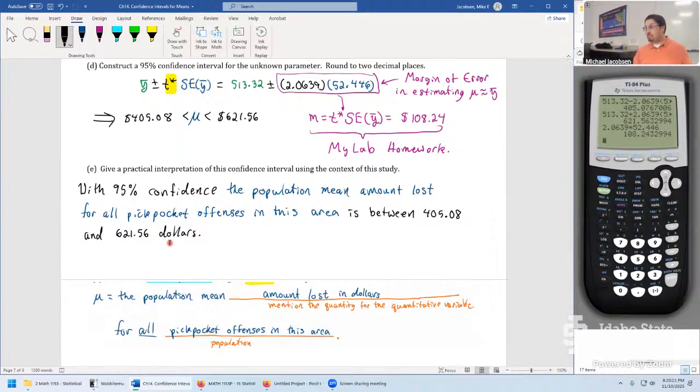So that does it, folks. That's the confidence interval for a population's mean. Any last questions at all, putting this all together?